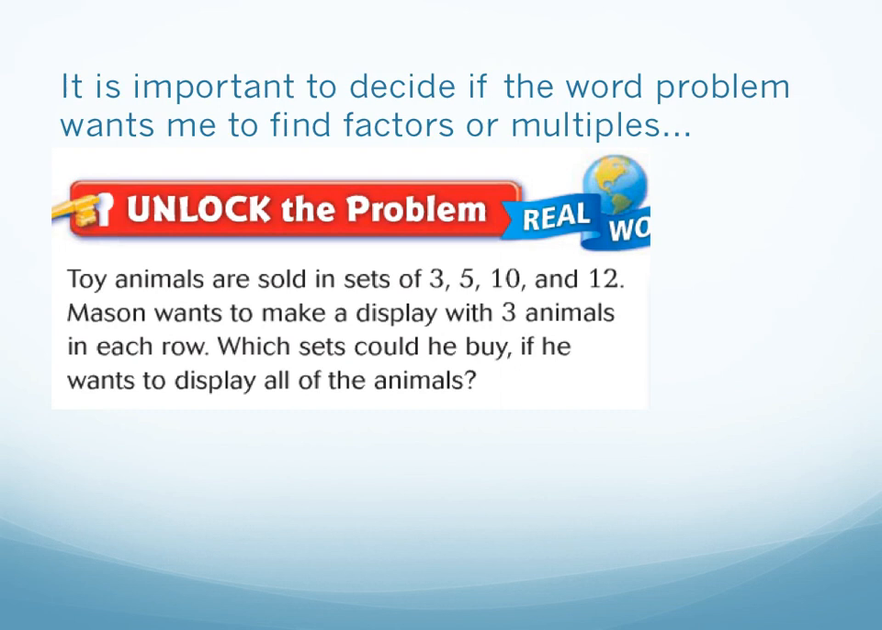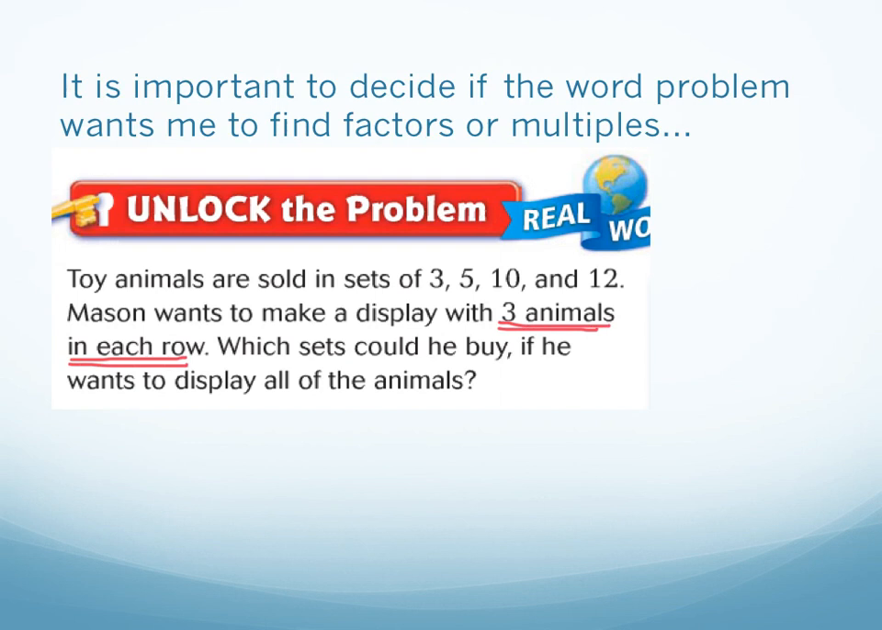If you remember back in the common factors lesson, typically we had the total number of figures and they were trying to arrange them in equal rows. We're still arranging figures in rows now, only this time I already know that he's going to display the figures with 3 animals in each row. Since I know how many he's going to put in each row, what I need is multiples of 3.